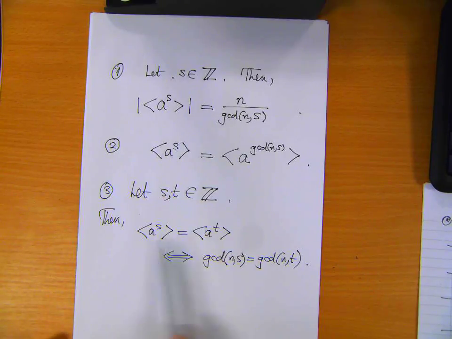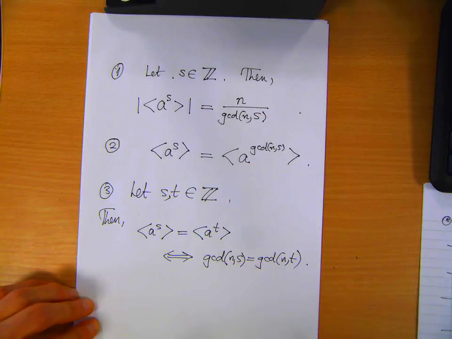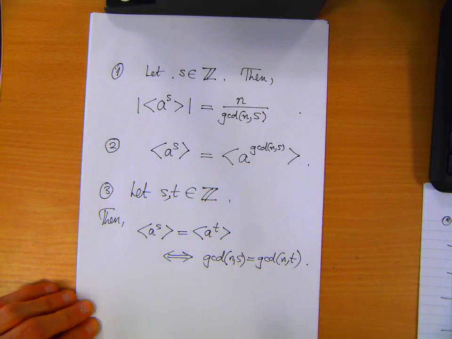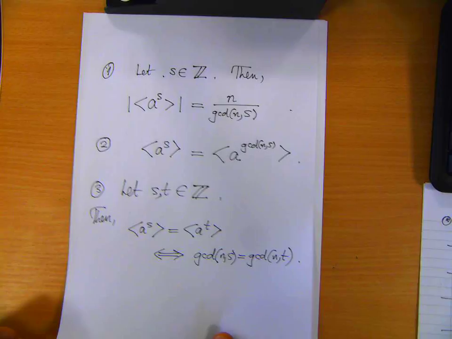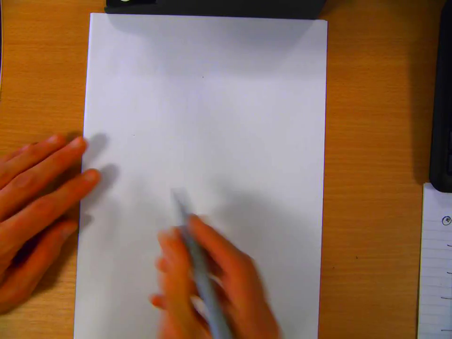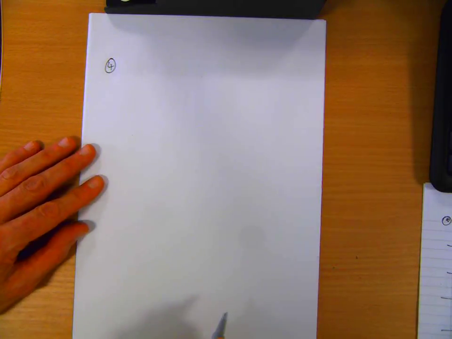So two powers of a generate the same cyclic subgroup if and only if the greatest common divisors of n with the two powers are equal. And this follows from 1 and 2, in fact. One direction is easy, the other direction is slightly harder, but not difficult. As I say, I'm not making any attempt to prove these, I'm just stating them. These are interesting in their own right, but the reason I'm stating them is so that we can get to the main result.